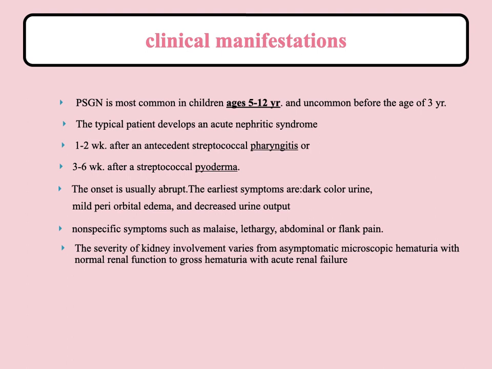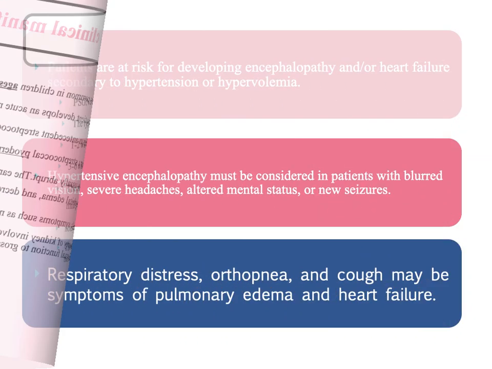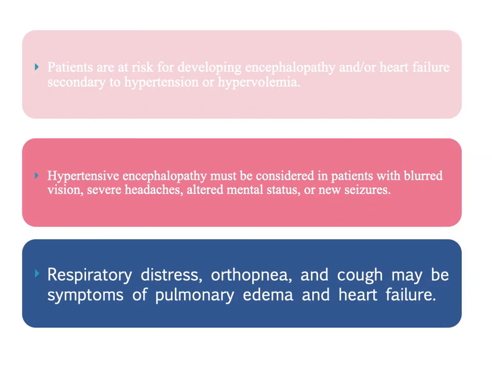The severity of kidney involvement varies from asymptomatic microscopic hematuria with normal renal function to gross hematuria and acute renal failure. Those patients are at risk of developing encephalopathy and/or heart failure secondary to hypertension or hypervolemia.